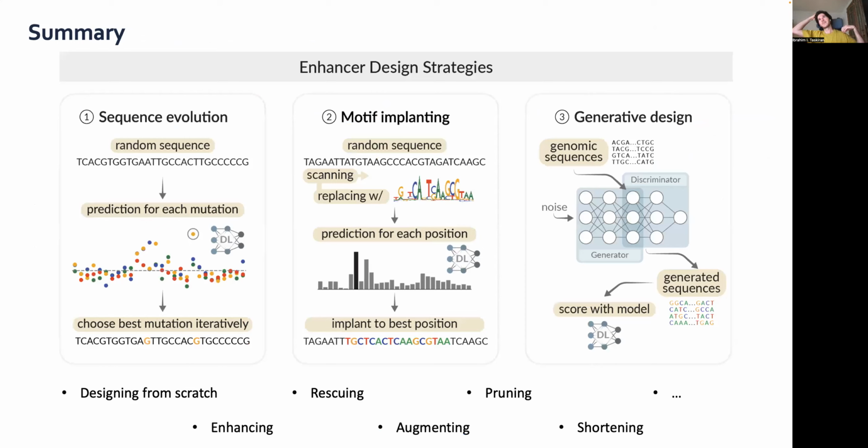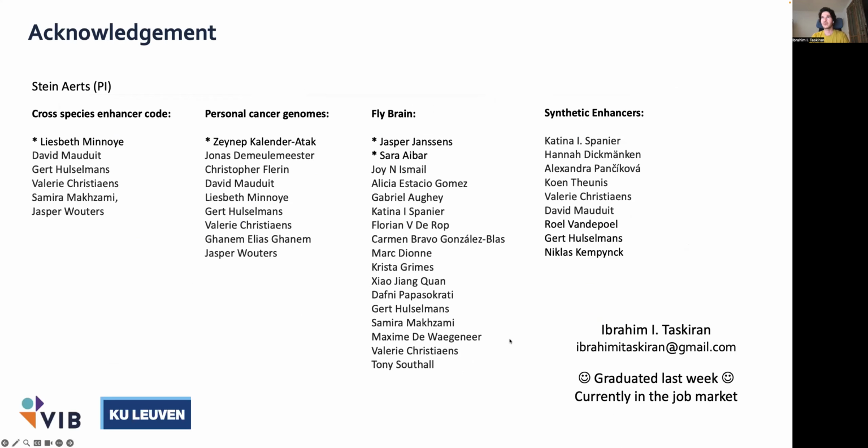So to sum up, by using these different strategies, we were able to generate synthetic enhancers from scratch. We were able to increase or decrease their activity level. We were able to rescue them. We were able to augment or prune their spatial activity. With the help of the motif implanting technique, we were even able to make them shorter. Thanks for your attention. Thanks for listening.